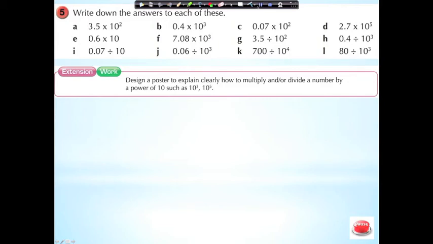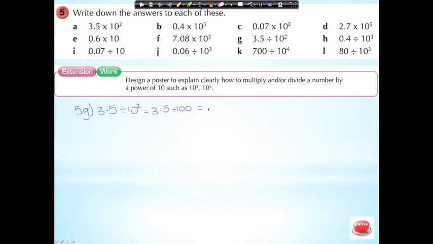So for example, let's go through G. This is 5G. So we have got 3.5 divided by 10 squared. So just so that I don't make any mistakes, I'm going to write that again. 3.5 divided by, and then I'm going to convert this number here. So that is 100. Now I can answer the question as I would before.